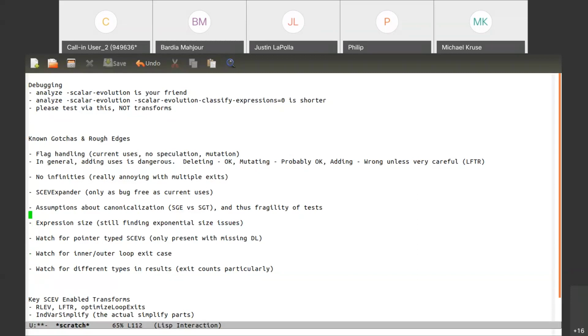Let's see, what other gotchas here? The expression size thing is mostly resolved, but every once in a while we do find a case where generating a SCEV for a relatively simple IR fragment results in a SCEV that is exponential in size of the IR. That was a major problem 2 or 3 years ago until somebody went through and restructured how we handle those cases. I think it's mostly resolved at this point.